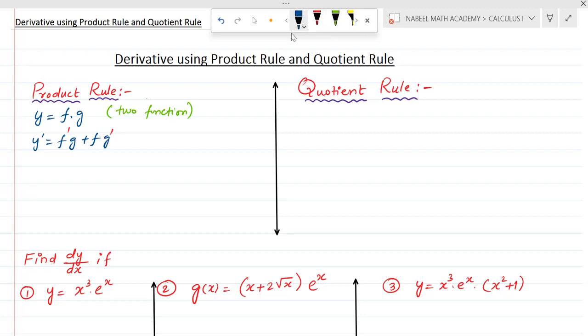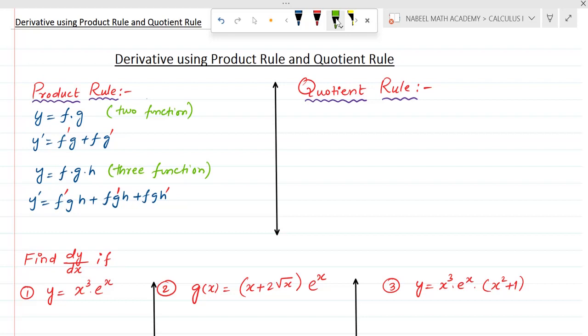Suppose you have three functions, f, g, h. So for three functions, I write it three times: f prime g h, plus f g prime h, plus f g h prime. Here f is differentiated, here g is differentiated, here h is differentiated. This is for three functions. First we will solve the problems based on the product rule. After that we will go to the quotient.